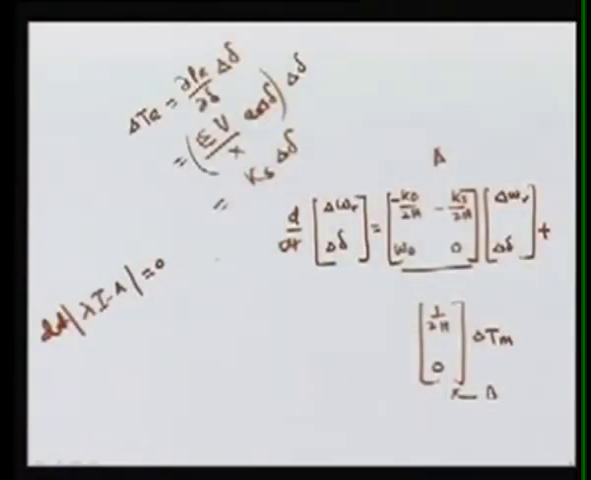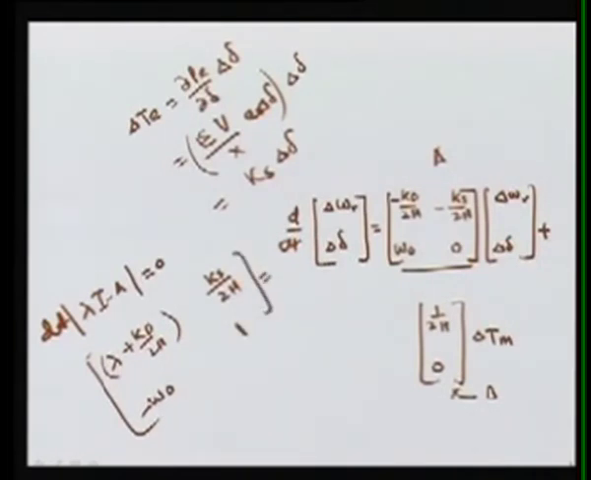So lambda I minus A means we are going to get lambda plus kd upon 2h as one element, and here, minus minus becomes plus, 2h, this will be minus omega naught, and here it will be 1, and that will be equal to 0. Sorry, here A is 0, so lambda will be there, and then we have to solve this. Means we can write here the characteristic equation.